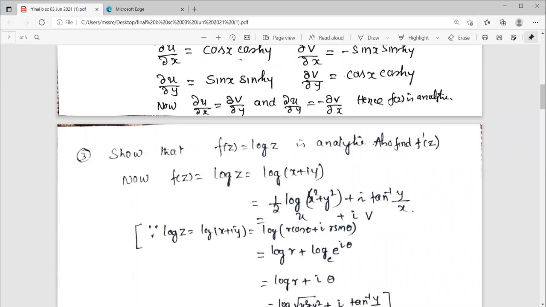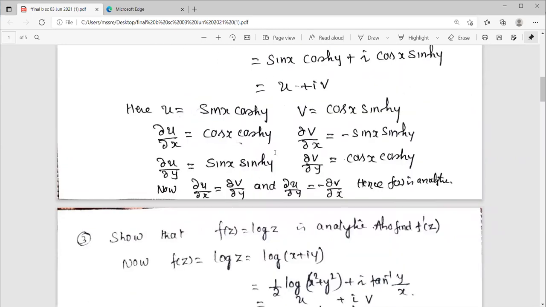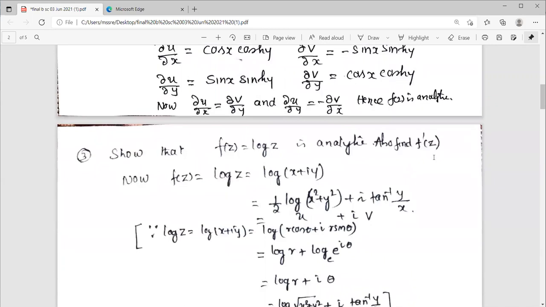Next, we shall show that f of z equals log z is analytic. Also find f dash of z. Here the problem is f of z is log z. What I have to prove is that it is analytic, and also we have to find its derivative, that is f dash of z.